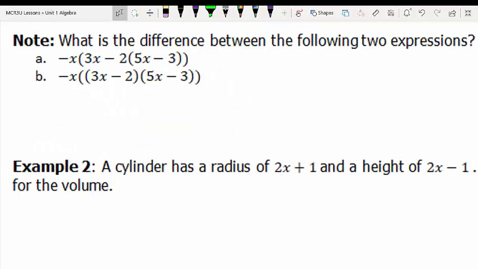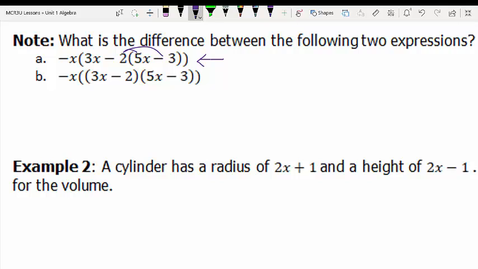Okay, very quickly, I want to draw your attention to these two scenarios, part A and part B. I want you to ask yourself, what's the difference between the following two expressions? Hopefully what you realize is in part A, to start simplifying this expression, you would use the distributive property. You distribute that to everything inside that second set of brackets, 5x and the negative 3.